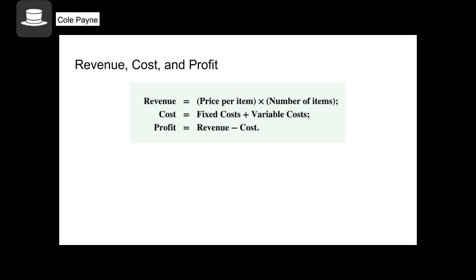So for revenue, cost, and profit, this is all recap, but just so you remember from chapter 1, revenue is equal to the price per item times the number of items sold. The cost is the fixed cost plus the variable cost. Fixed cost is a one-time cost. Variable cost changes depending upon how many items we sell or buy. And then profit is just revenue minus cost.